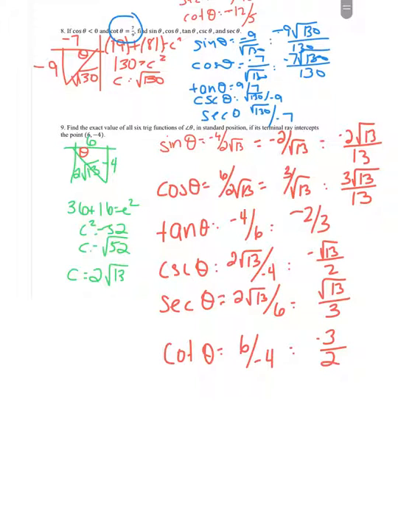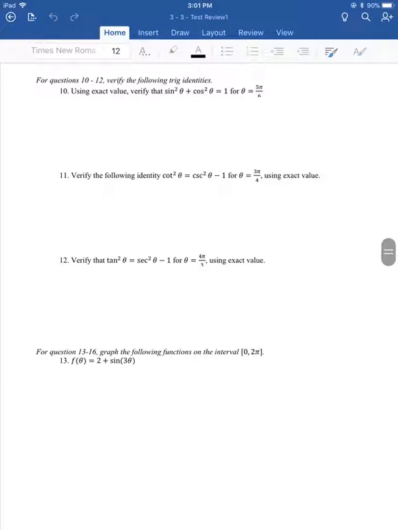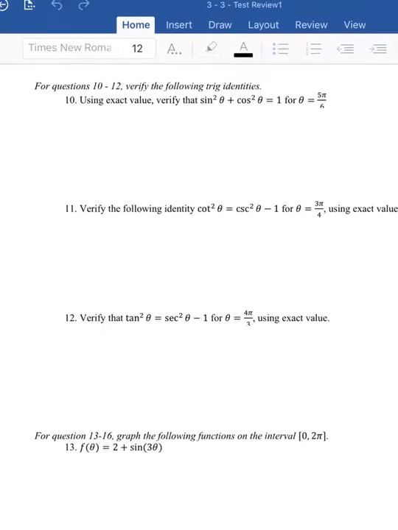Okay, again, because we are in the 4th quadrant, only cosine and secant should be positive and everything else should be negative, which it all does check out. Verify using the following trig identities. So here, you're going to just show that it's true for whatever your value is that I'm asking you to plug in. So here, I'm asking you to do the main Pythagorean identity, and then I'm asking you to plug in 5 pi over 6 to make sure that it all works out.